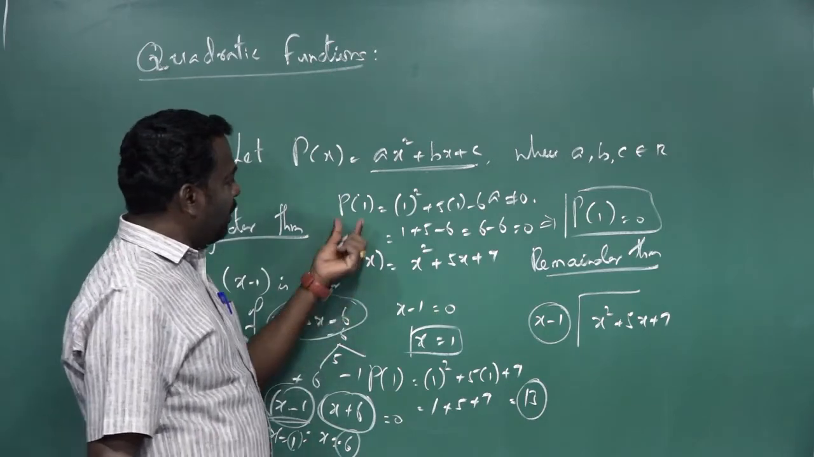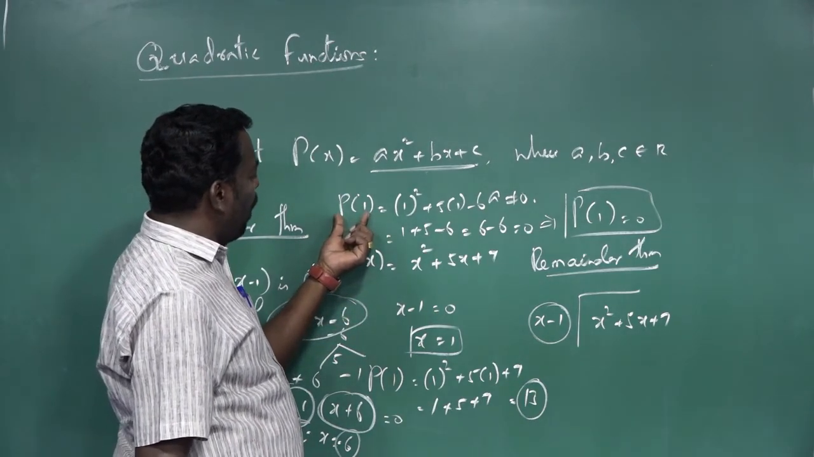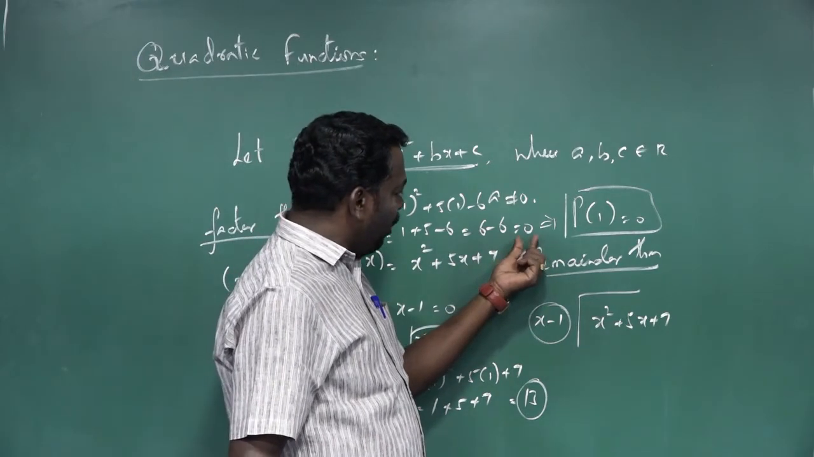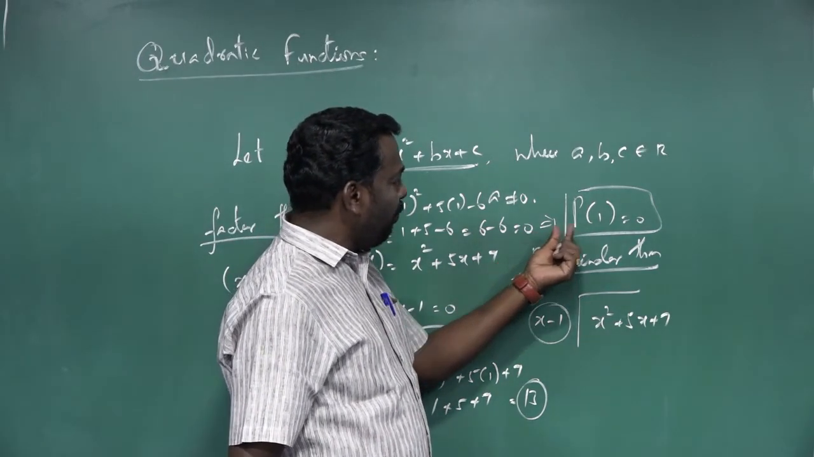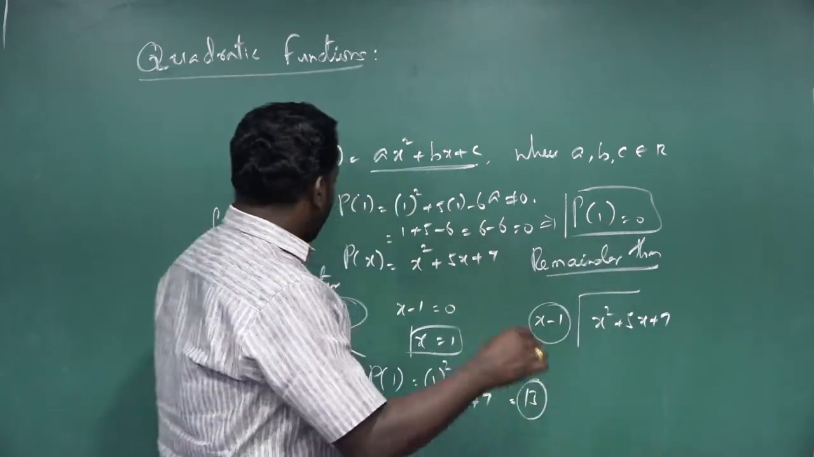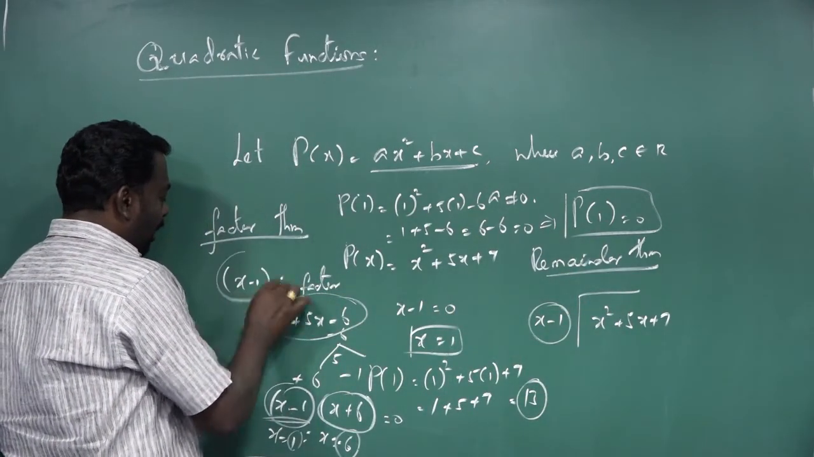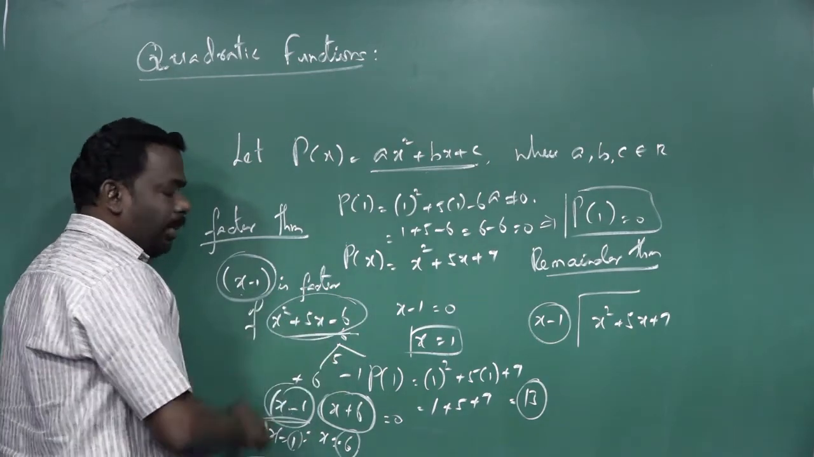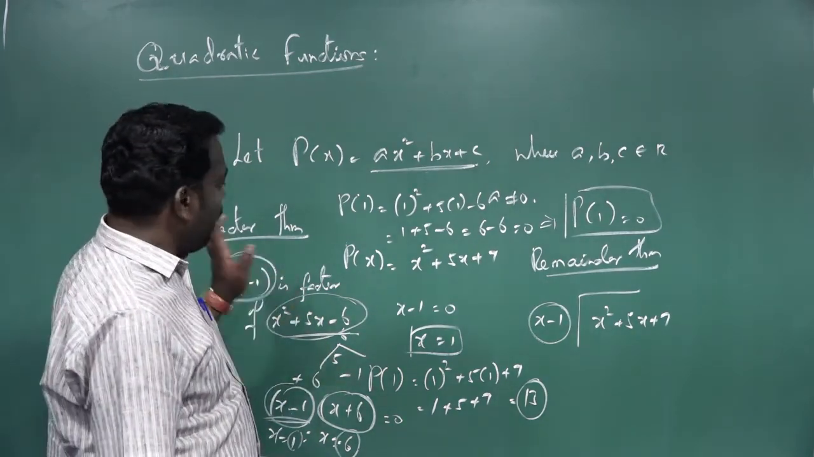So simply, the function value P(1) gives the remainder, which is equal to 0, therefore P(1) = 0. What we have considered as a divisor is called a factor. The divisor is called one of the factors of the polynomial, and that is called the factor theorem.